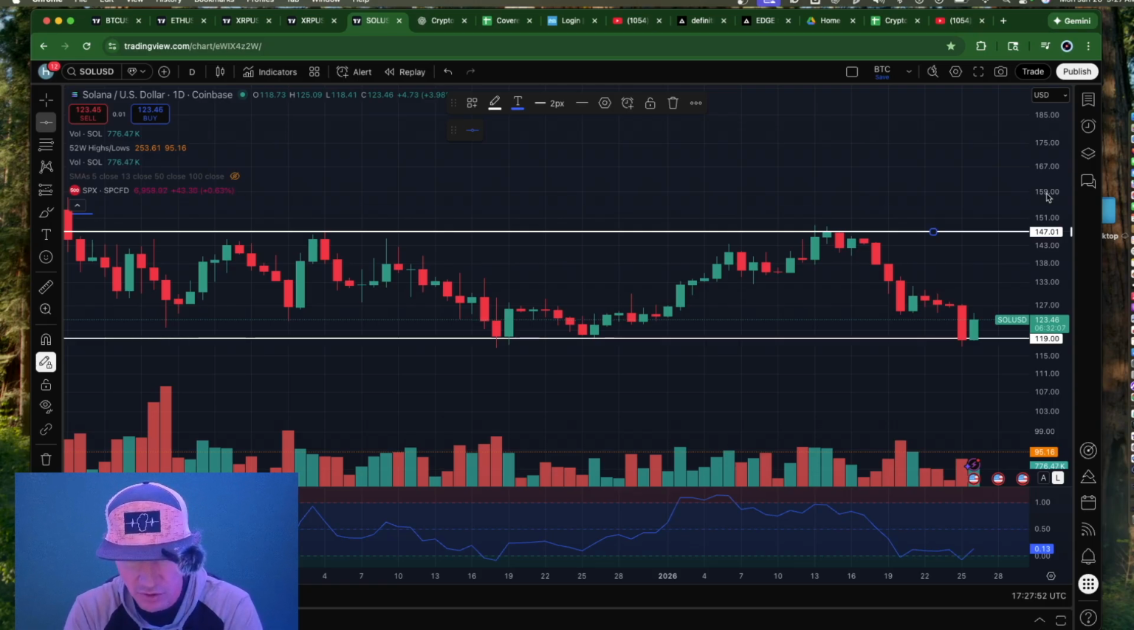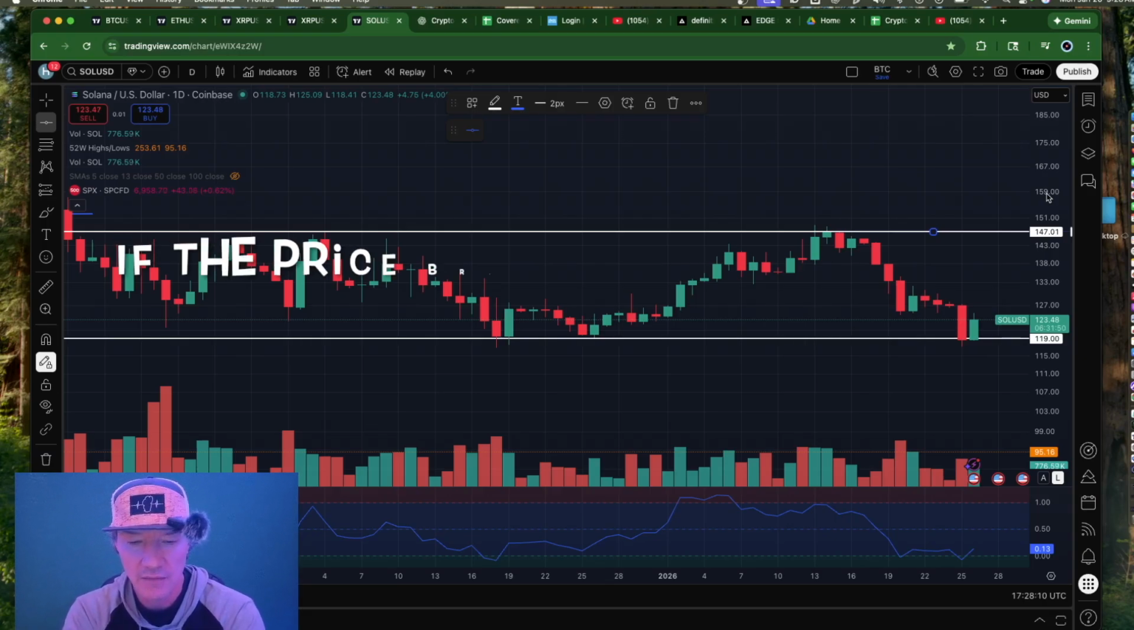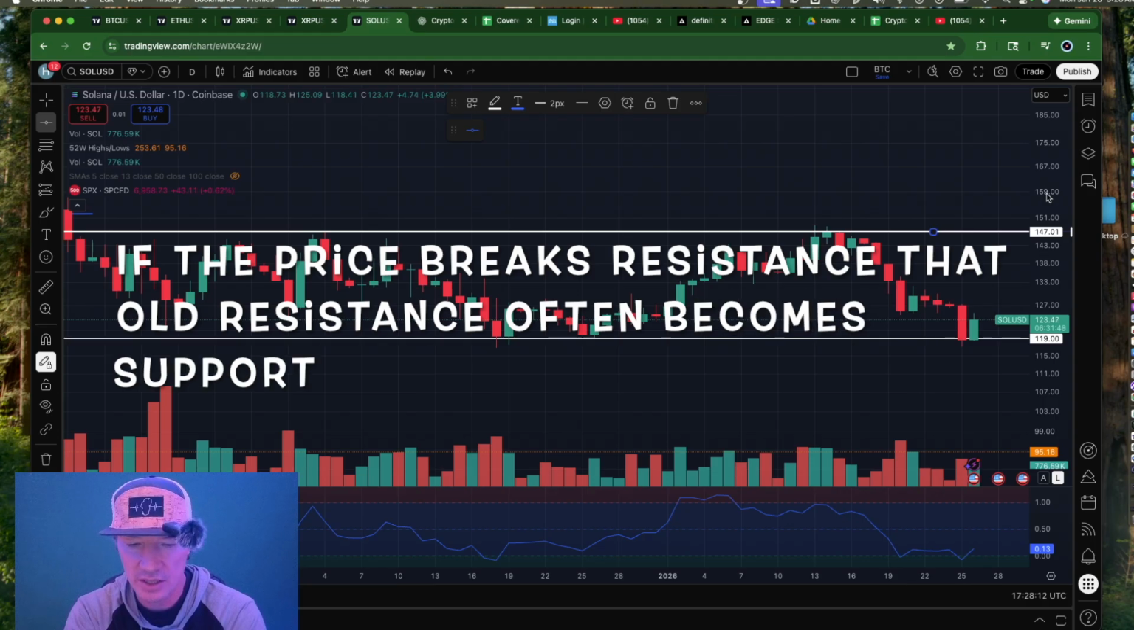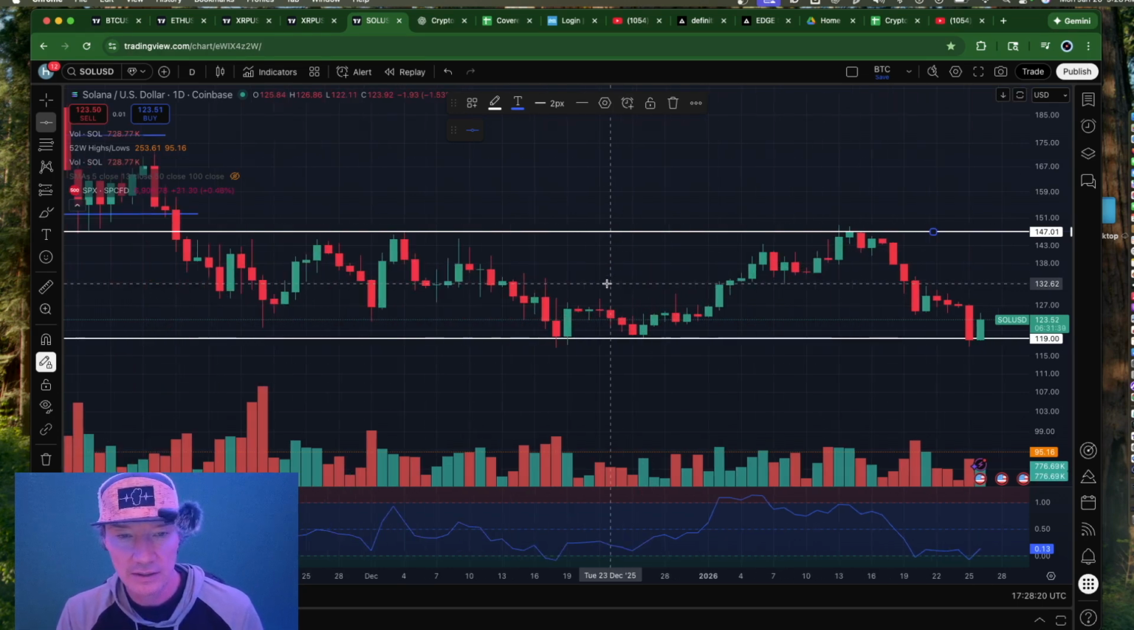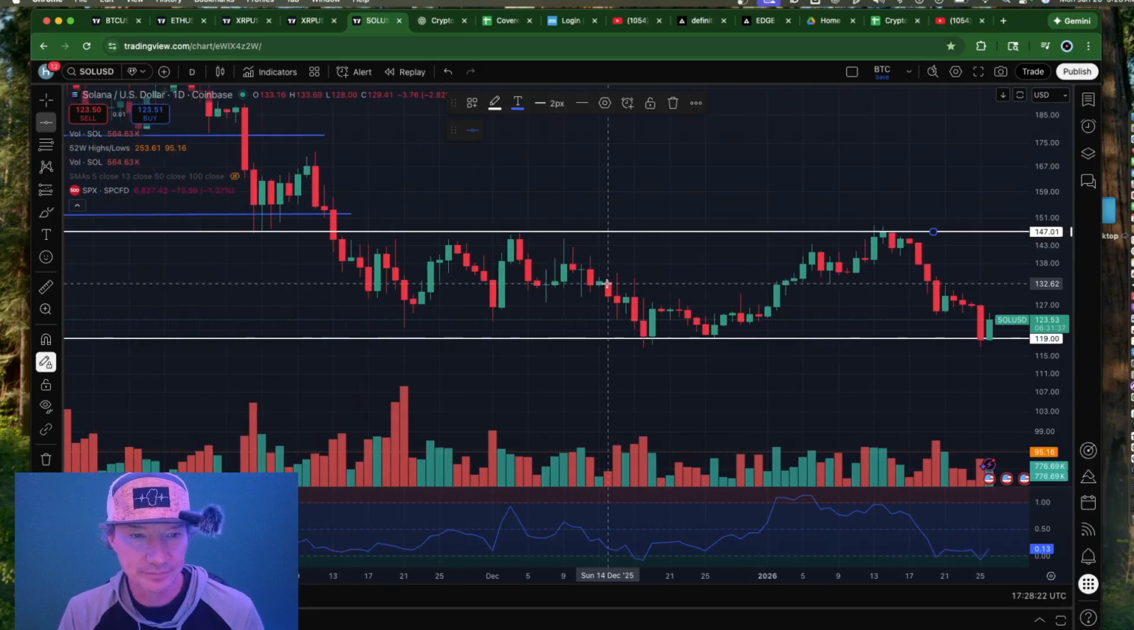Now, important things to think about. If price breaks resistance, that old resistance often becomes new support. I'll say it again. If the price breaks resistance, that old resistance often becomes support. Let's go back and see if this is true on this chart. So I'm looking at the top.